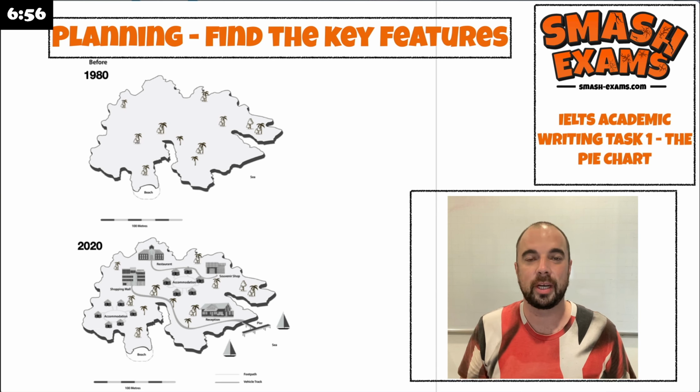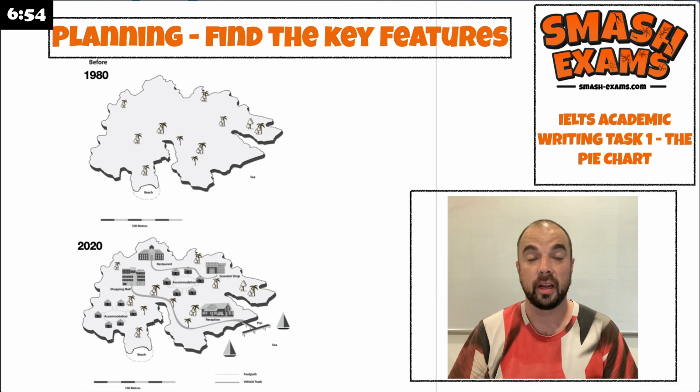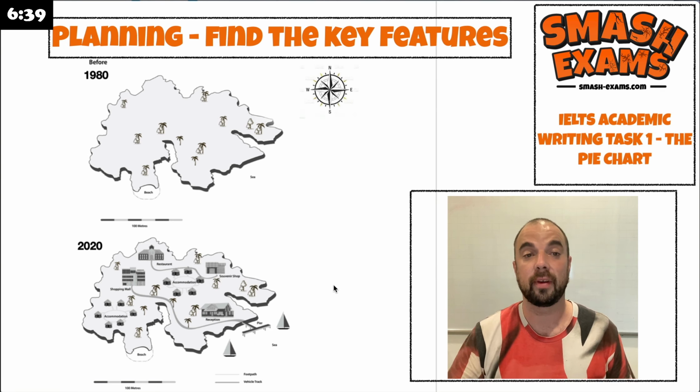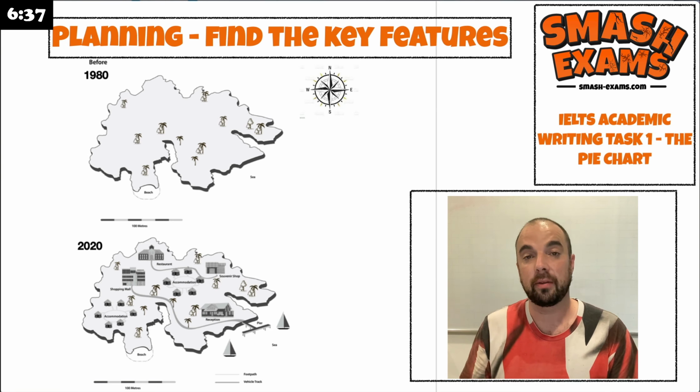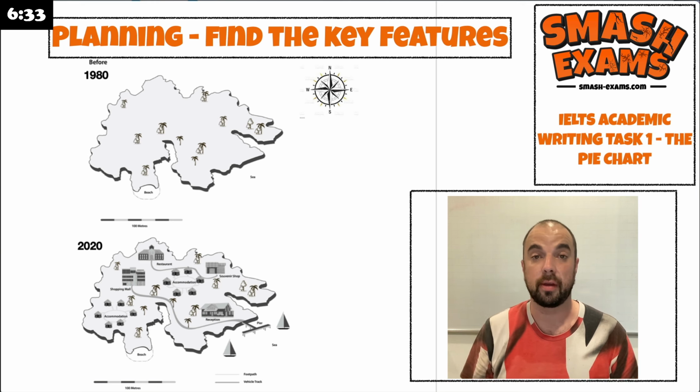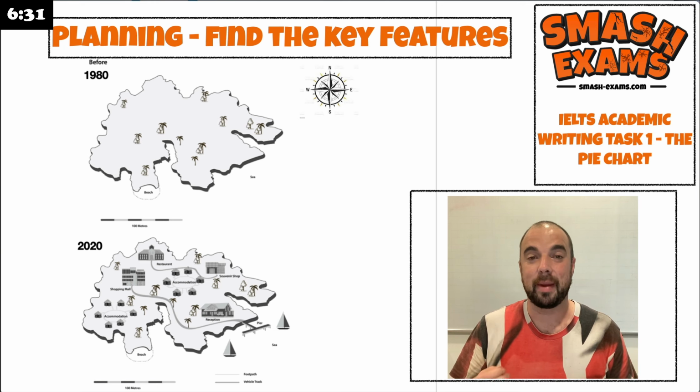The first thing you should do when you open your exam and see the map question is you should highlight and make a note of the main features or the biggest changes. Also, a really key thing to do is if there is no compass or directions on the map, just draw it in. Just put in a compass that looks something like this. That way you will always be able to say where things are in relation to the island or in relation to other things. Then you need to find the main changes.